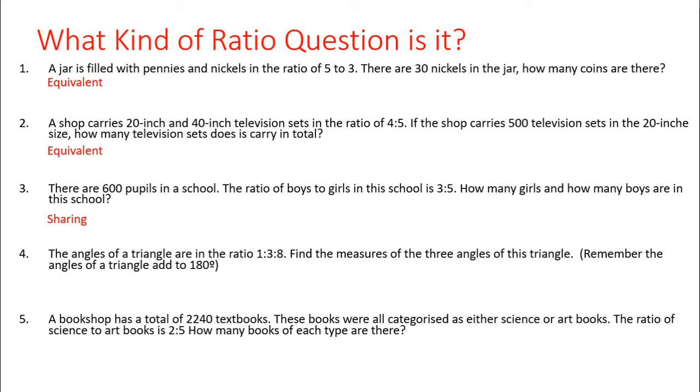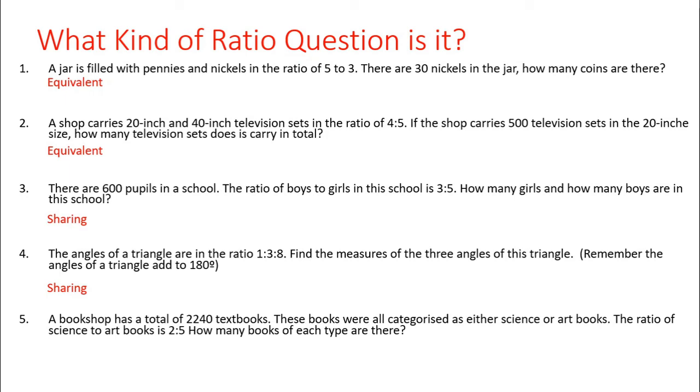Question 4. Angles of a triangle are in the ratio 1, 3, and 8. Find the measures of the 3 angles of this triangle. Remember that angles of a triangle add to 180. So they might not have given us that hint there, but it's something that we should know. The 180 degrees is not one of those angles, it's the sum of those angles, so it's the total. So we're given a ratio and we're given a total. What kind of ratio question is that? Again, it's a sharing ratios question.